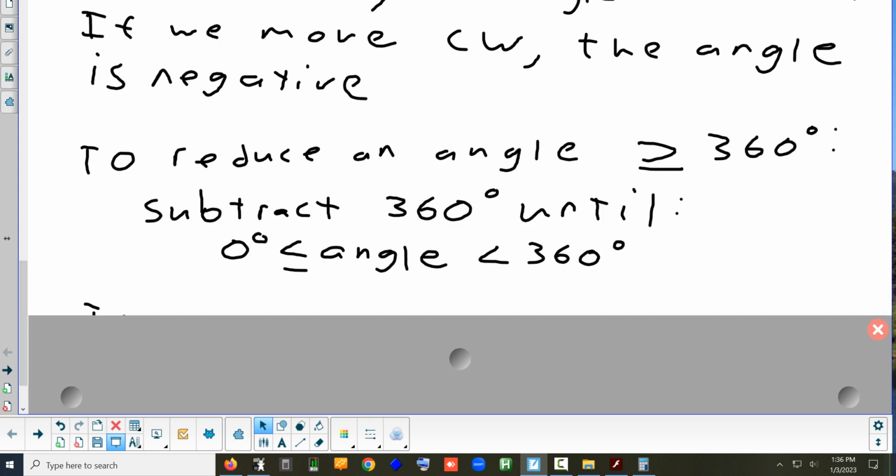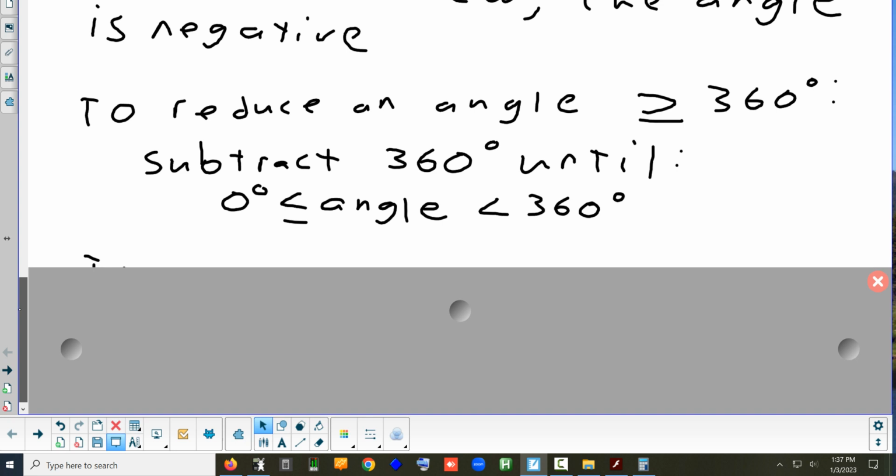So if you've got an angle that's too big, you can subtract 360 as many times as you need to. But don't subtract it so many times that you turn it into a negative. The goal is always to work with something between 0 and 360. That's the easiest angles to work with. It's not too big, not too small. Right between 0 and 360.